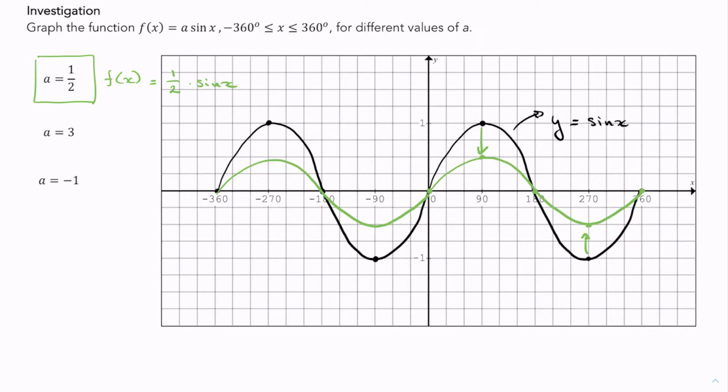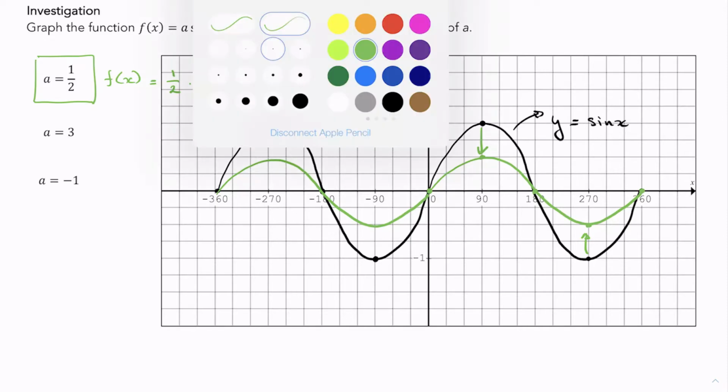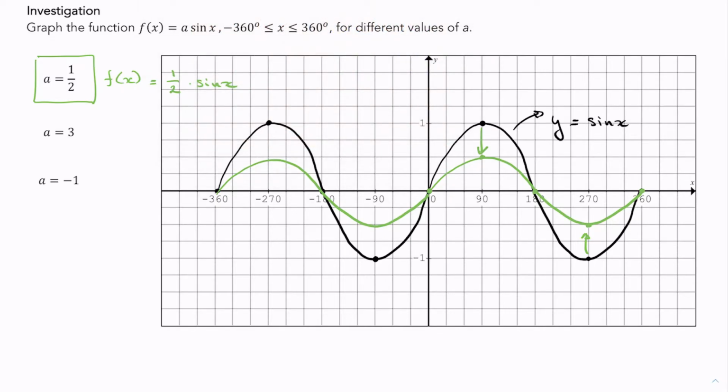I'm going to now look at a stretch value, and I'm going to have to change this up a bit because unfortunately the 3 is not going to fit in here. So I'm just going to put this to a 2. Okay, so I'm looking at this guy here. The function is going to be f of x equals 2 times sine of x.